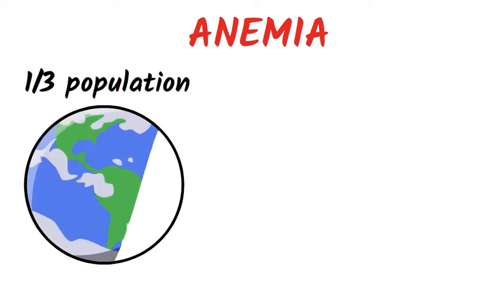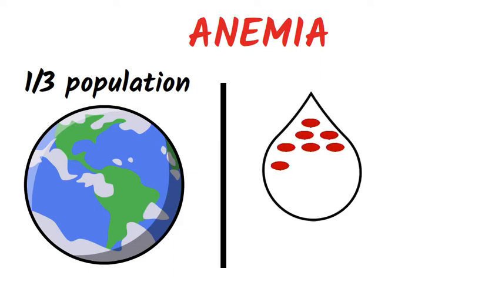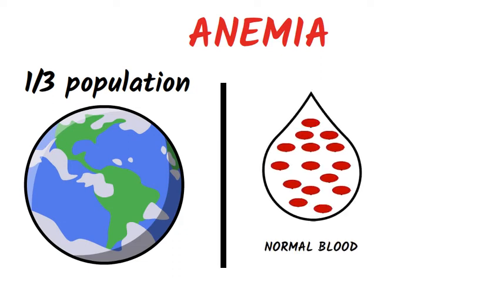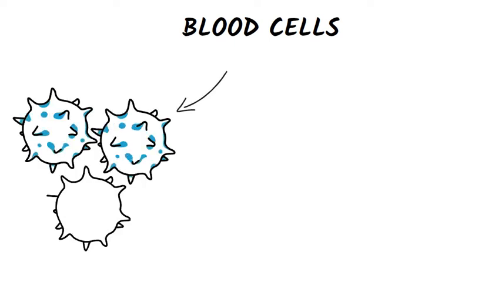Anemia is the most common blood disorder, affecting about a third of the global population. It is a condition that leads to a lack of enough healthy red blood cells to carry adequate oxygen to the body's tissues.